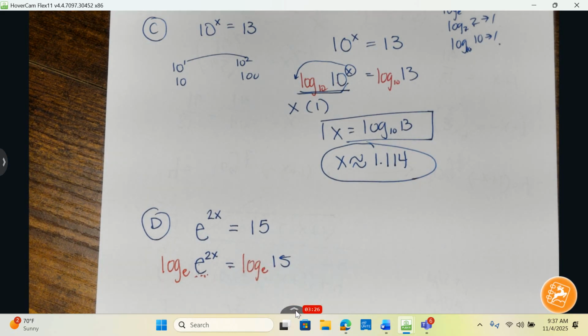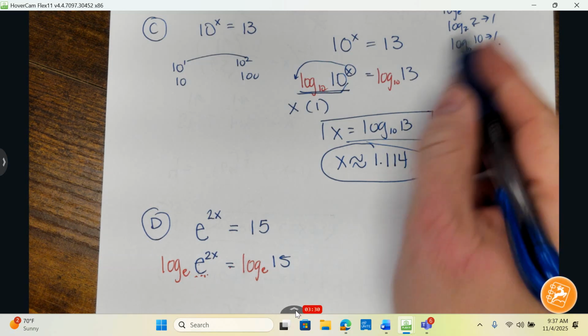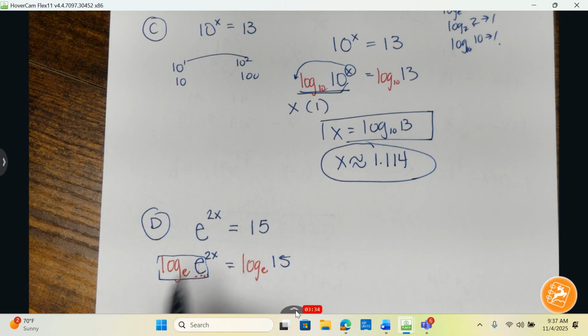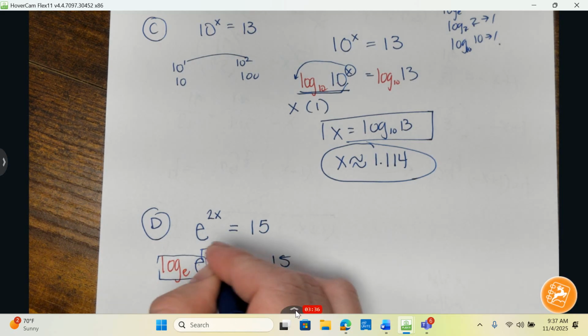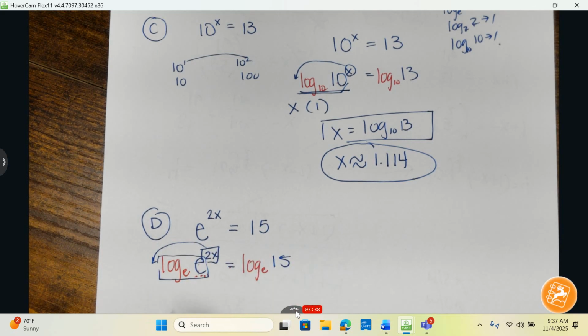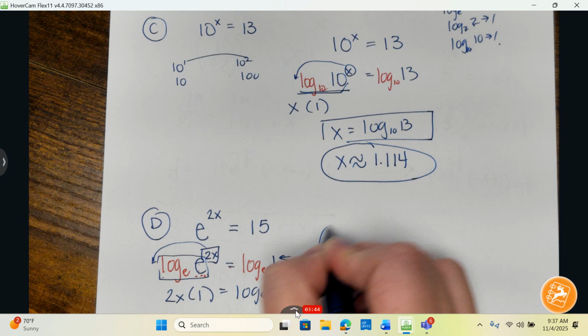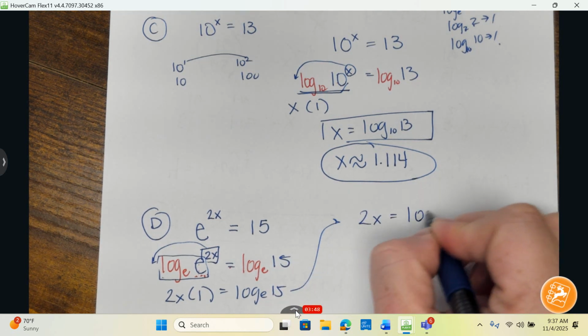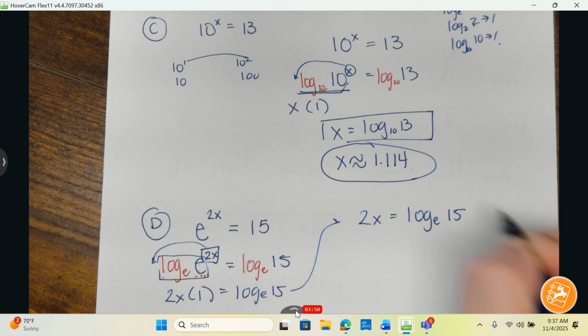I also want you to recognize that log base e is equivalent to ln. Now we just talked up here how these are exactly the same, the base and the value behind it. So this becomes a 1. What's in the exponent position drops in front. So it's like 2x times 1 equals log base e of 15. Well, 2x times 1 is just 2x equals log base e of 15.